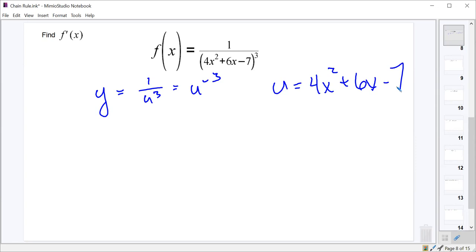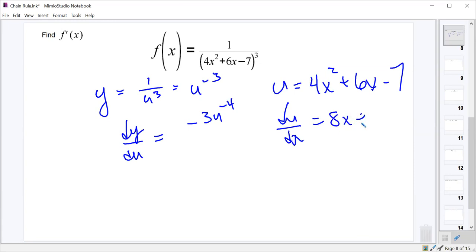All right. So it doesn't really matter which way you went. You get the same result using either. I'll just use this for the power rule. So dy/du should have been negative 3 u to the negative 4, and du/dx should have been 8x plus 6. Everybody agree with those? Yes.